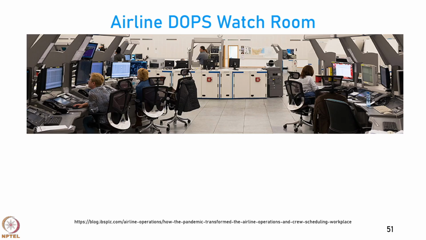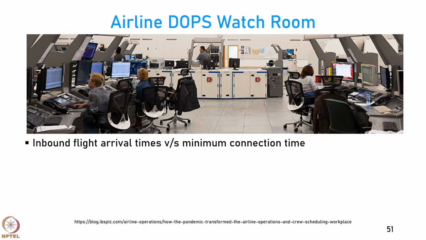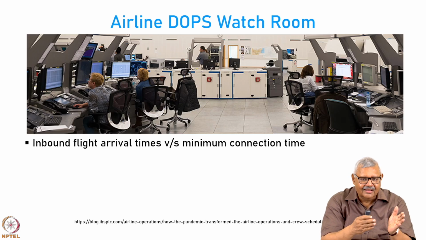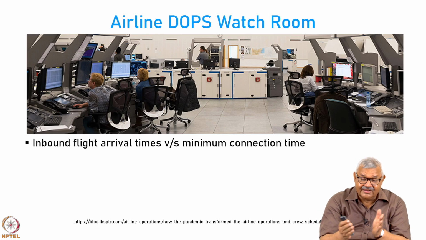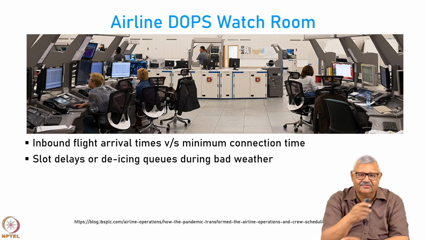Now this may appear to you as an air traffic control center, it looks like one, but actually this is the airline DOPS room. So they are constantly getting updates from their crew members. They are getting inbound flight arrival times versus minimum connection time. So flights are getting delayed, and they know that the connection will have a minimum so many hours. So if they are getting delayed, they will try to adjust.